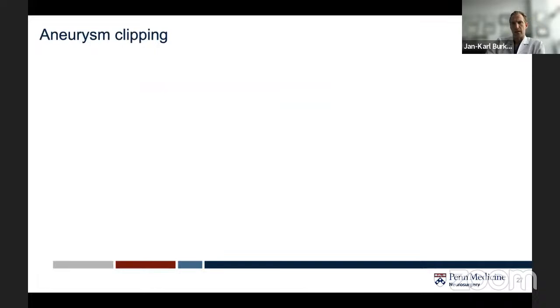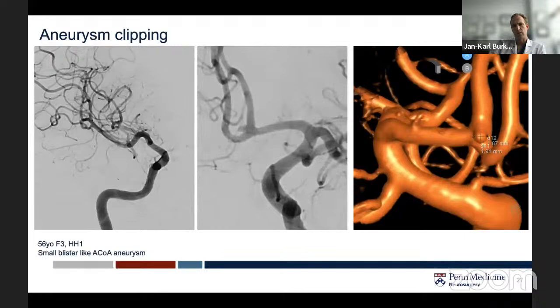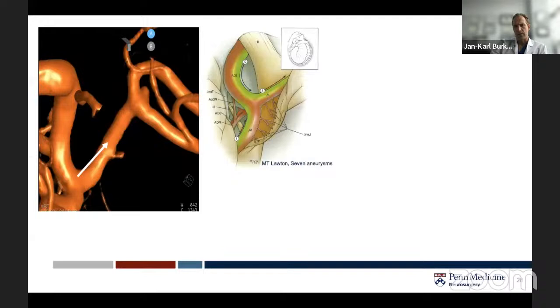I want to talk a little bit about aneurysm clipping, where it really helps us. That's an interesting case. It's a small blister-like aneurysm, as you can see here, in the ACOM, ruptured, challenging for intrasaccular treatment endovascularly. Sure, you could do flow diversion or stent coiling, but in the ruptured setting, we're usually trying to avoid this. So if intrasaccular is not a good option, we usually clip these aneurysms. So here, as highlighted in Dr. Lawton's seven aneurysm book, I usually go for ruptured aneurysms on the dominant A1, which was on the left side here, and dissect my way to the aneurysm.